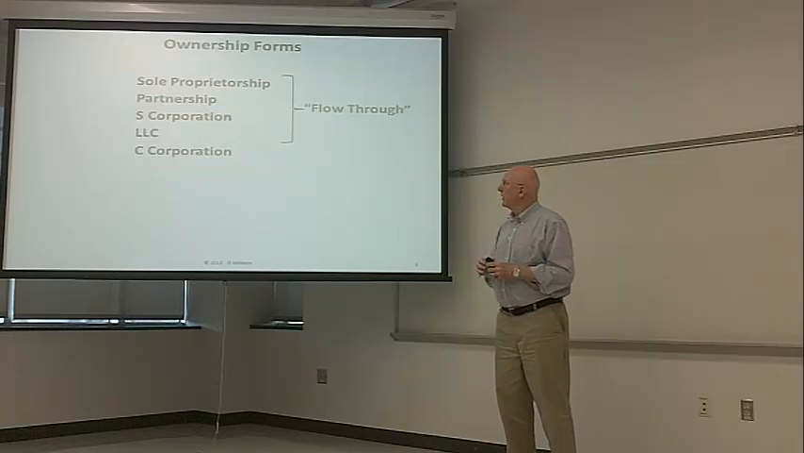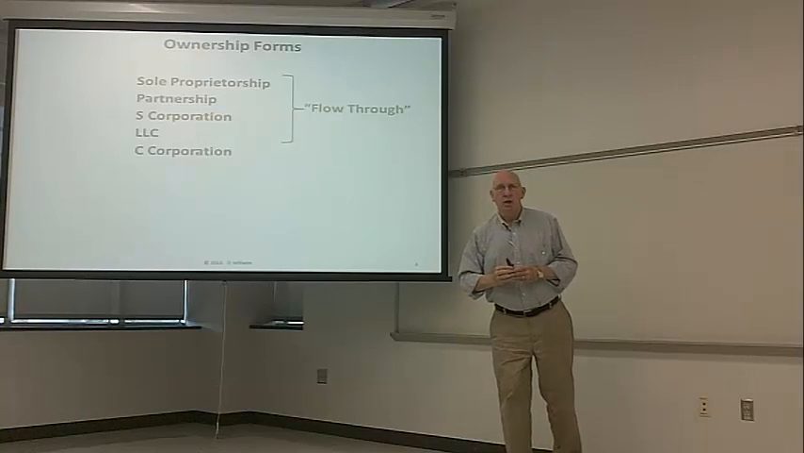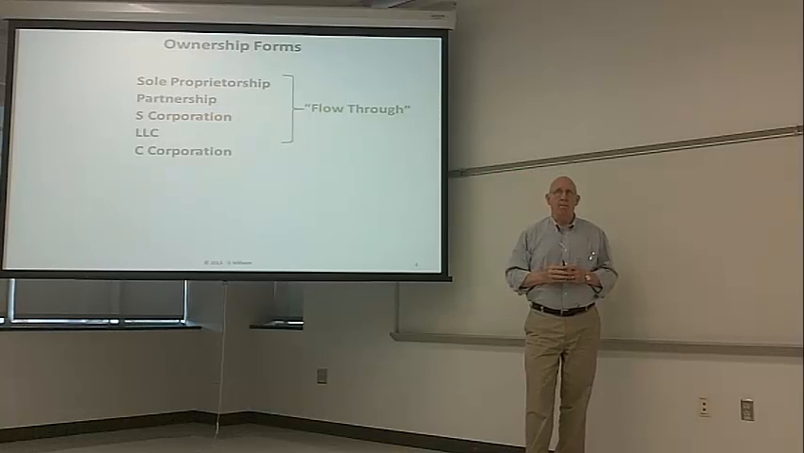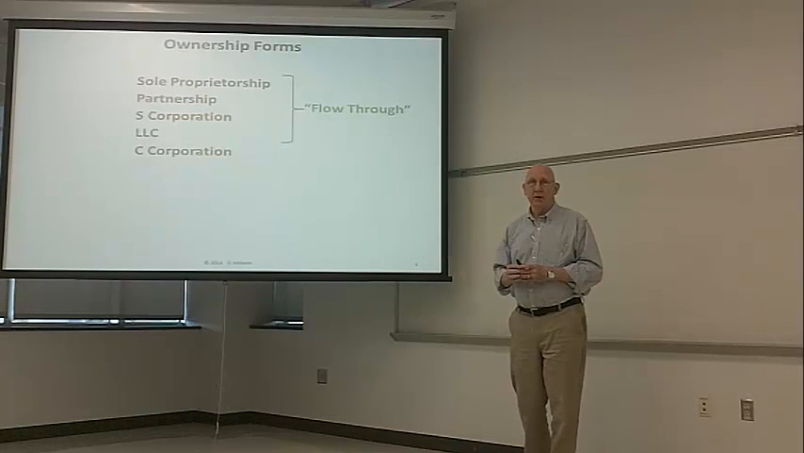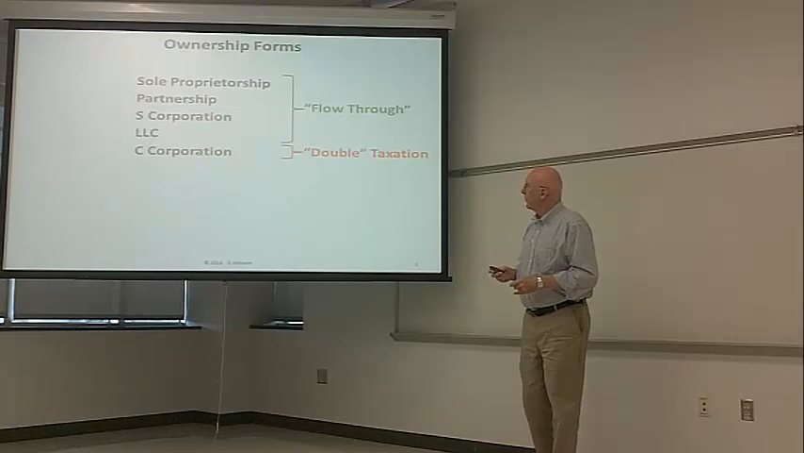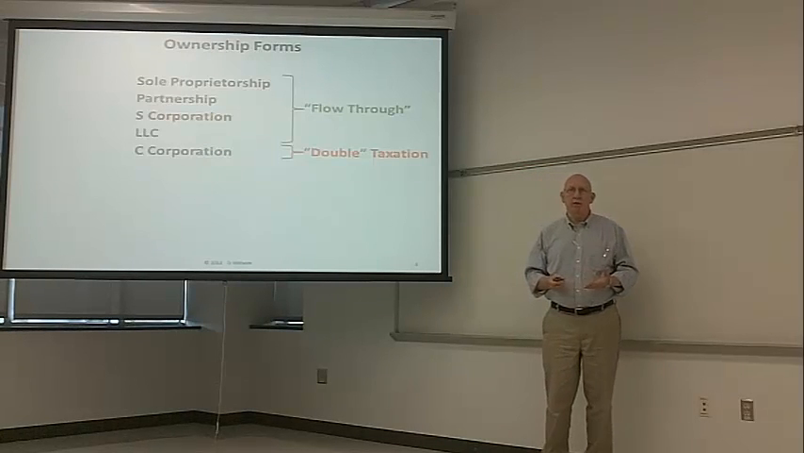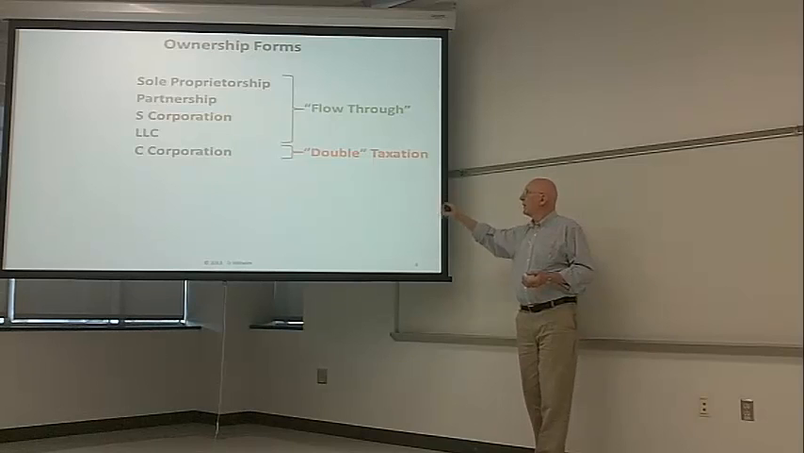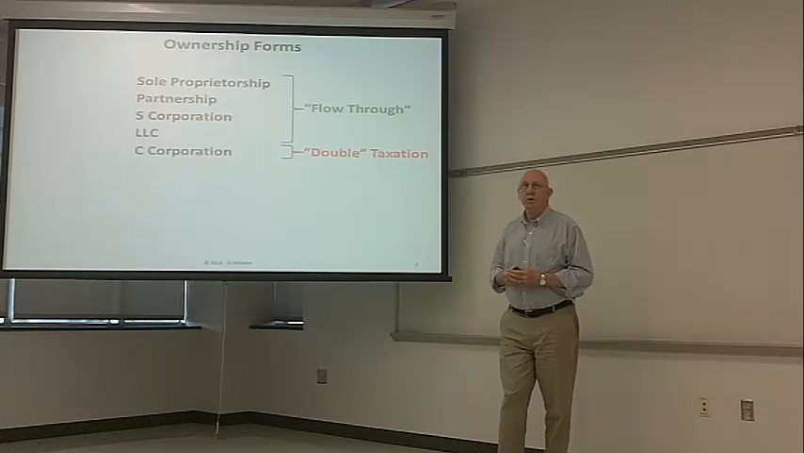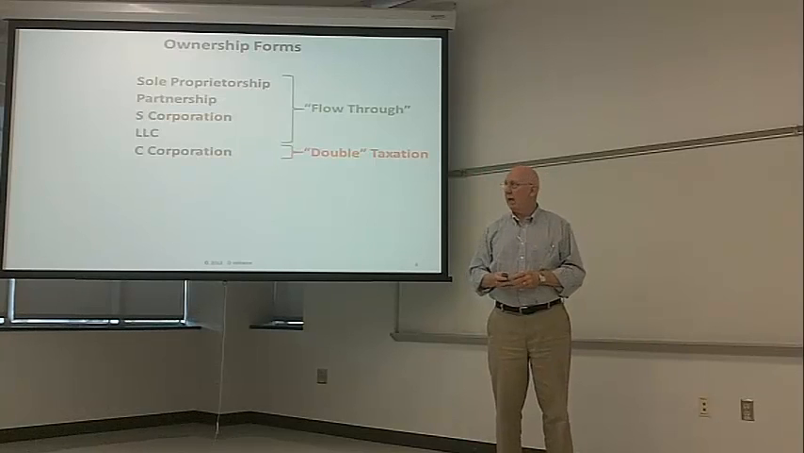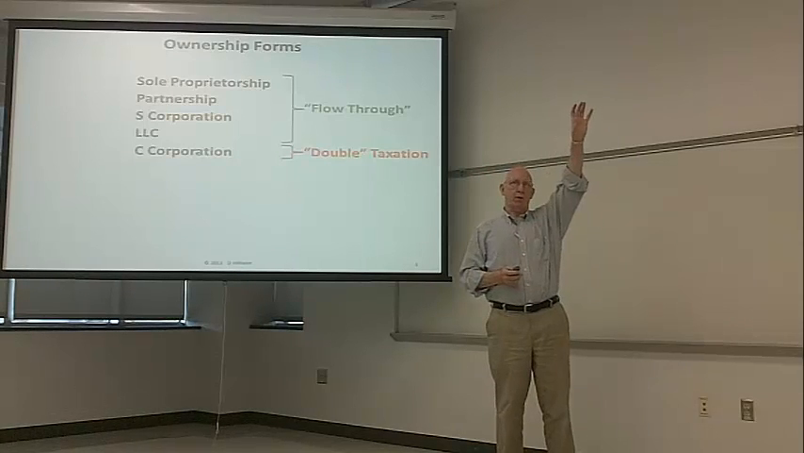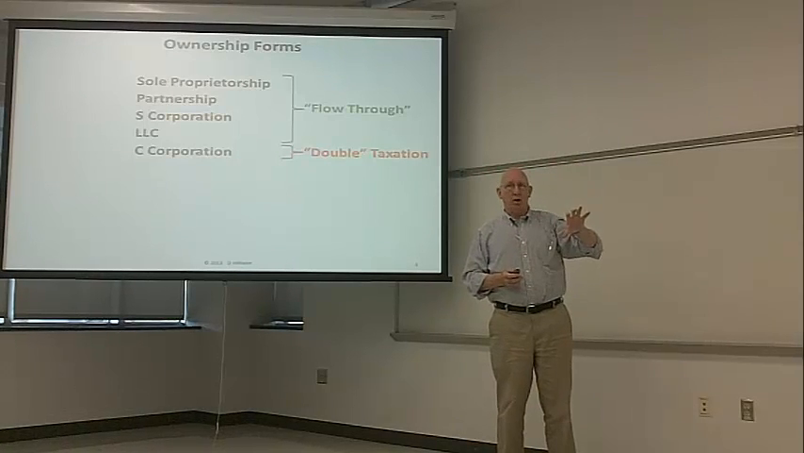A limited liability company has a choice. If I were them, I would take the flow-through route, but apparently they don't have to. The C corporation is why we're having this conversation at all. They're the ownership form that is subject to what is termed double taxation. Once at the corporate level, and then once after the owners receive the dividends.